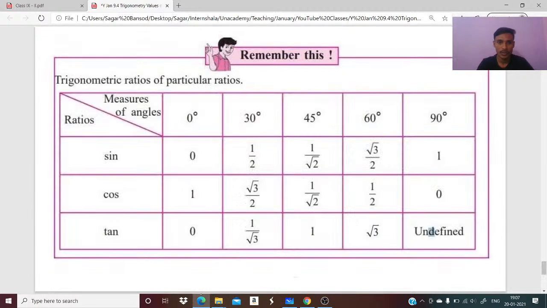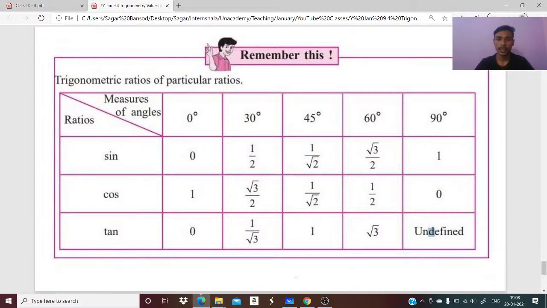So this was for 30 degree and 90 degree, and again you can have a look at this table for a fresh look, with all the trigonometric values of sine, cos and tan at 0, 30, 45, 60, 90 degree angles.